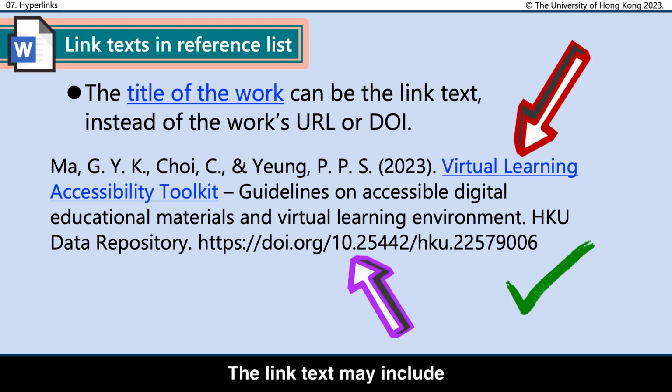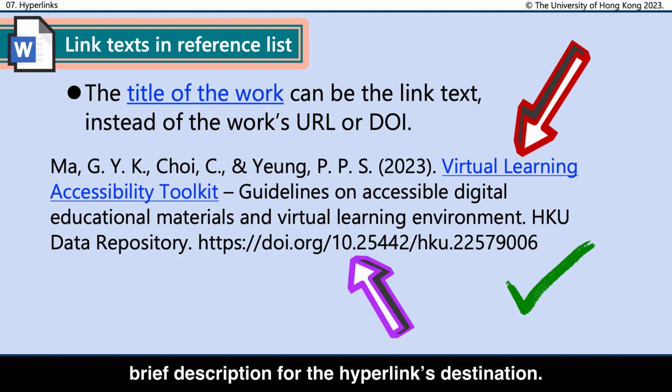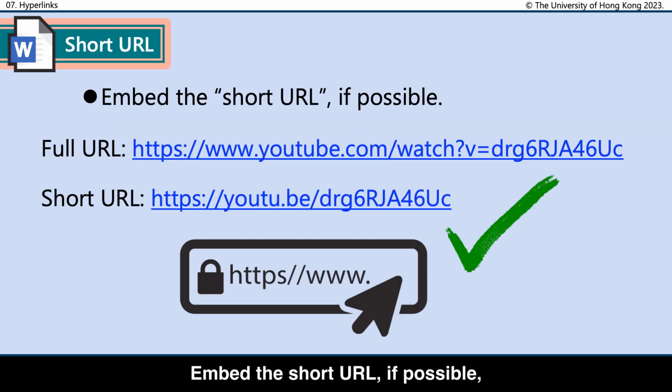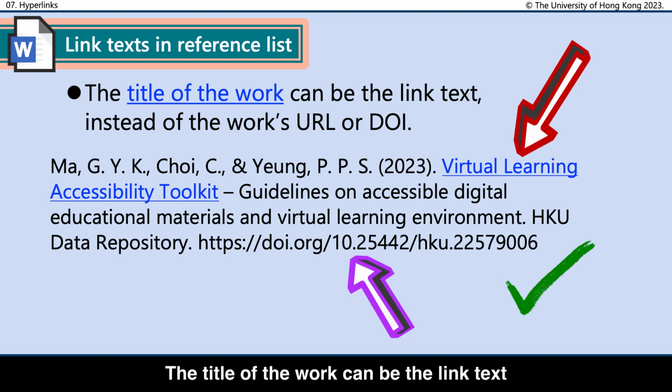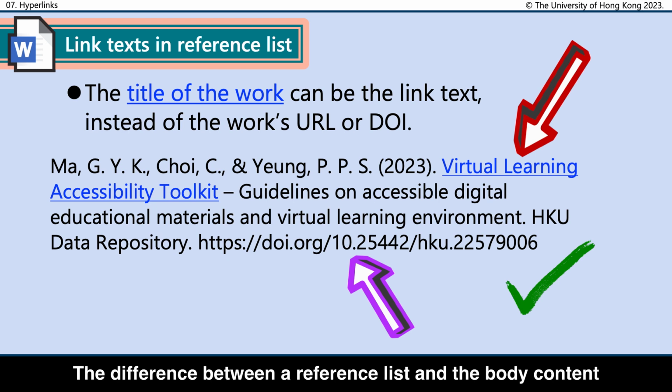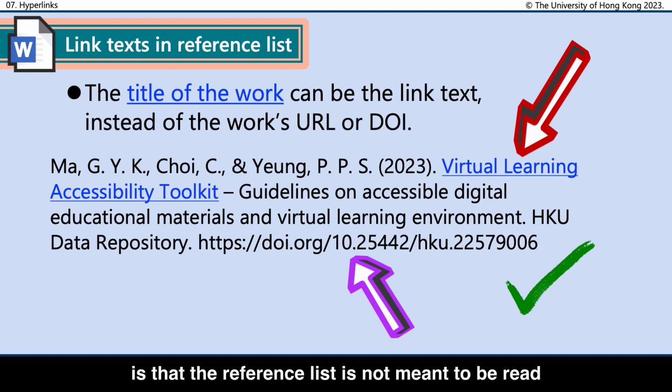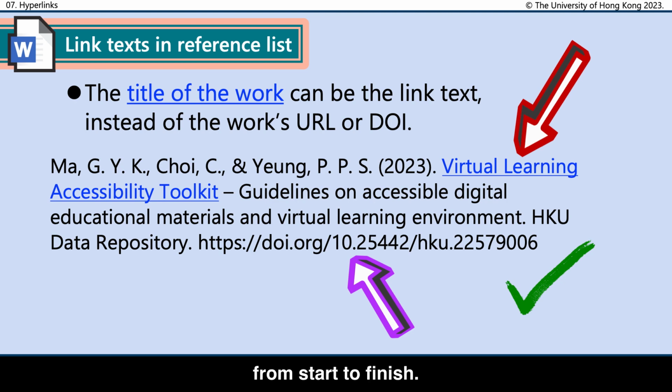The link text may include a brief description for the hyperlink's destination. Embed the short URL if possible to keep the link text concise. For reference list items, the work's URL or DOI may be retained for users' information. The title of the work can be the link text under these situations. The difference between the reference list and the body content is that the reference list is not meant to be read from start to finish.